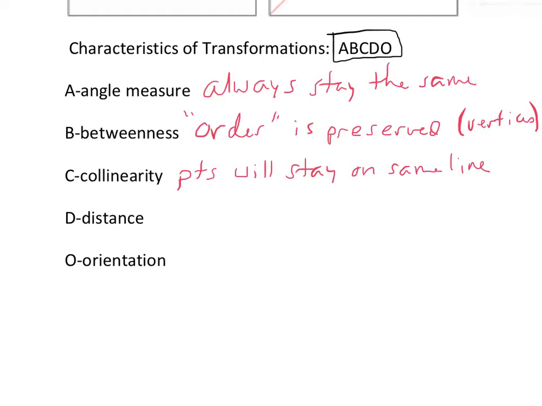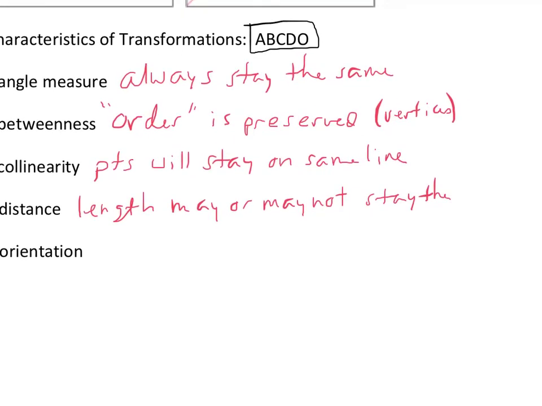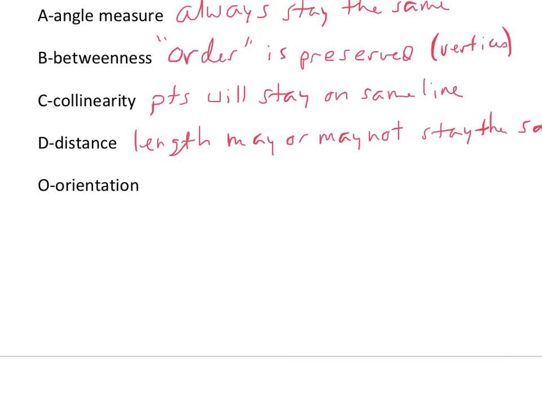Distance. Now we're talking about certain things here. We can make a shape bigger or smaller, so we're talking about length. May or may not stay the same. Because if we just rotate it, the sides would be the same length, but if we shrink it or make it bigger, then that would be a different story.